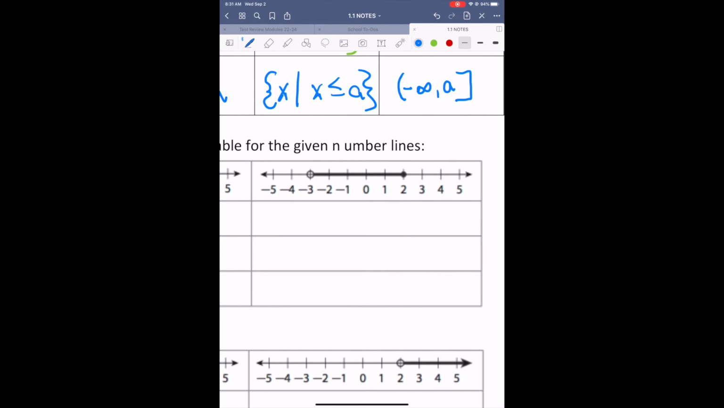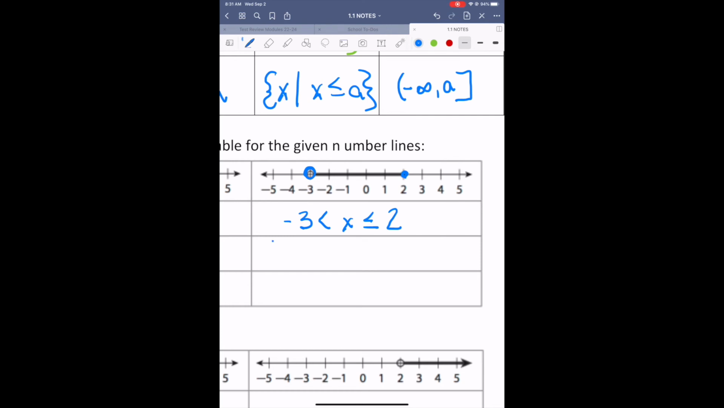Our next example, we have an open circle this time at negative 3 and a closed circle at positive 2. So we're going to go negative 3 to 2, right? Now in this case, remember, because it is an open circle, that tells us that negative 3 is not included. It is just less than x. And because we have a closed circle at 2, that tells us it is included. So we go less than or equal to 2.